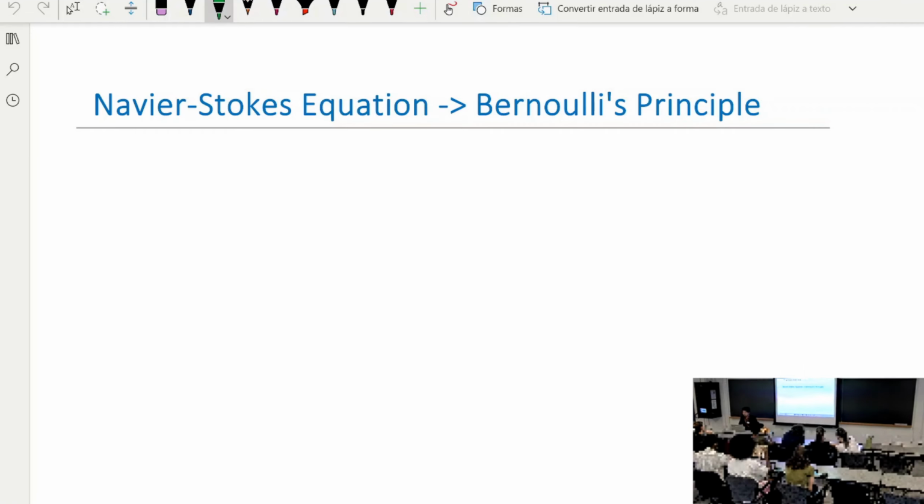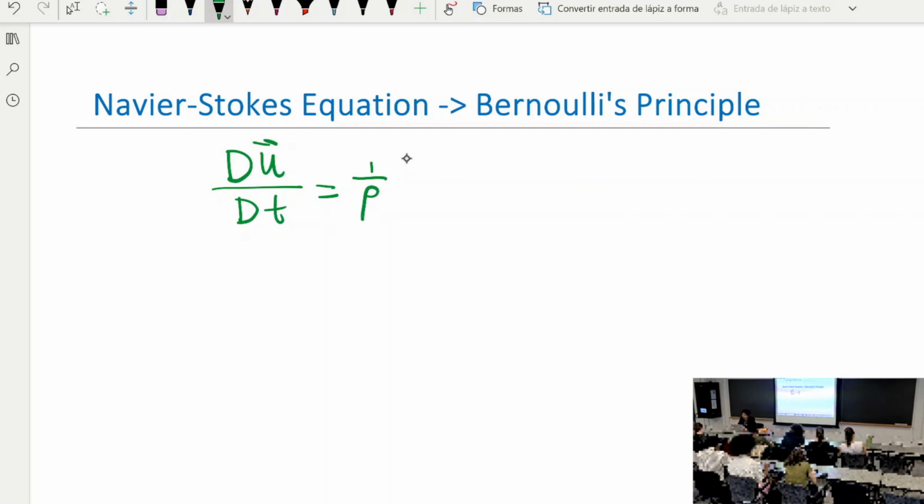So first of all, I promised to derive Bernoulli's principle, and I'll provide a very simple derivation here. From the Navier-Stokes equation, we have Du/Dt, that's the acceleration of a flow particle, equal to 1 over rho, which is analogous to 1 over mass, times minus grad p. This is analogous to force.